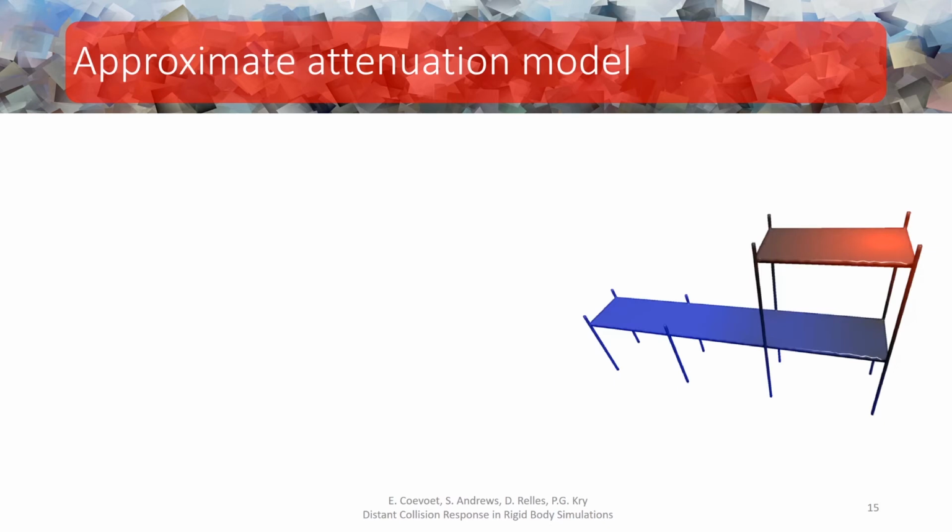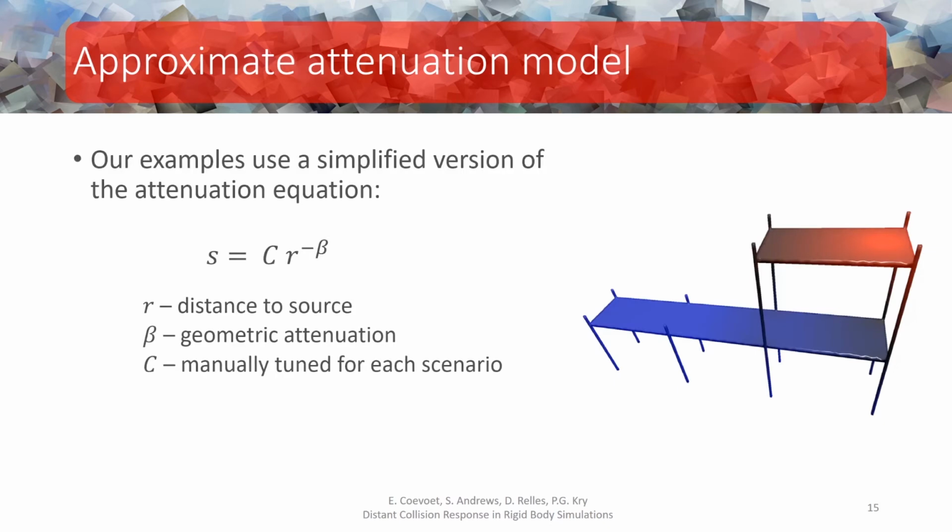We found that a simplified version of the attenuation equation produced plausible behavior, while also being more straightforward to tune. We compute a scaling of the amplitude due to material absorption by a constant parameter that is tuned for each specific scenario. Reasonable values of this parameter are discussed in the paper. We use beta equal to 0.5, 1, and 2 as the exponent term and observe that the response becomes more localized as the parameter is increased, which is expected given the role of this term to account for geometric attenuation of an elastic wave.